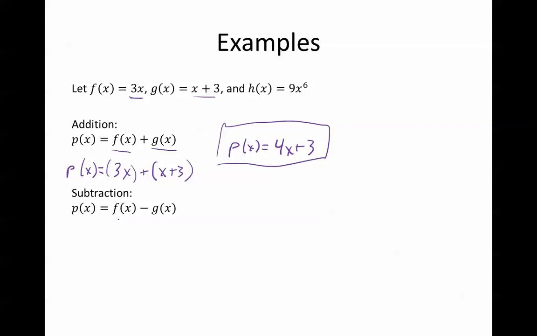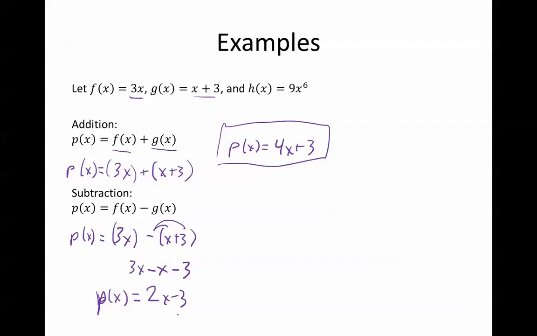So let's go ahead and do subtraction now. Again, f of x is 3x, and g of x is x plus 3. So this new function, p of x, is defined as this minus this. And we will remember, of course, from our last chapter, that when we are subtracting, just like with a polynomial, we have to distribute that negative sign. So this is 3x minus x minus 3. So we end up with p of x equal to 2x minus 3.